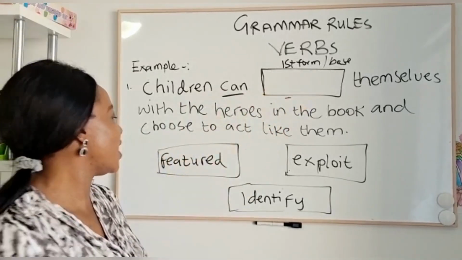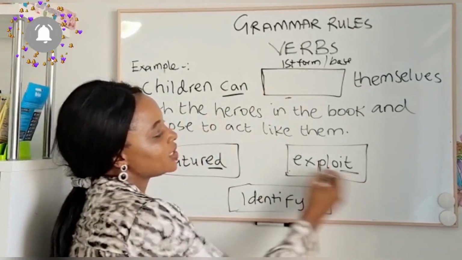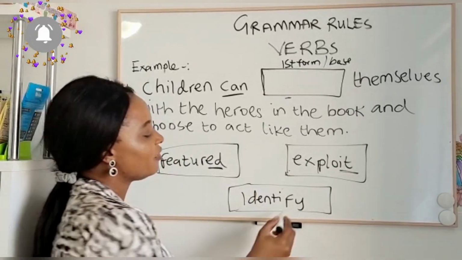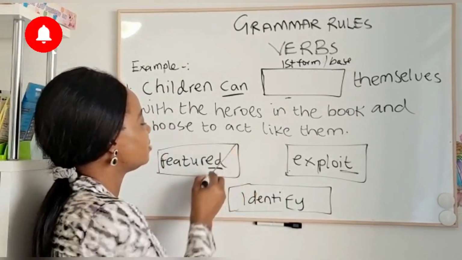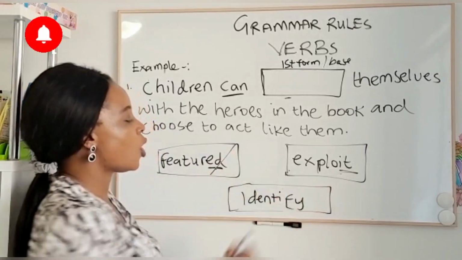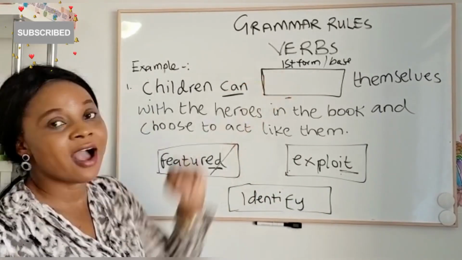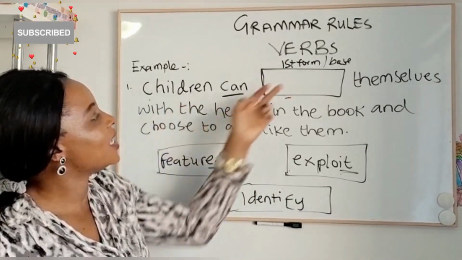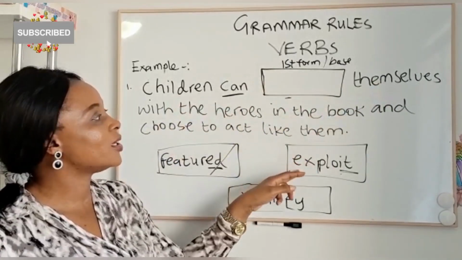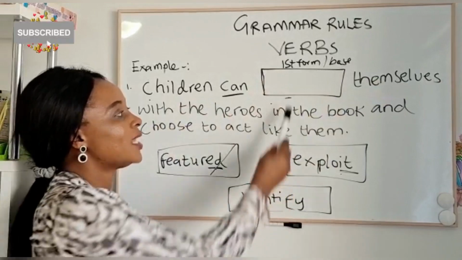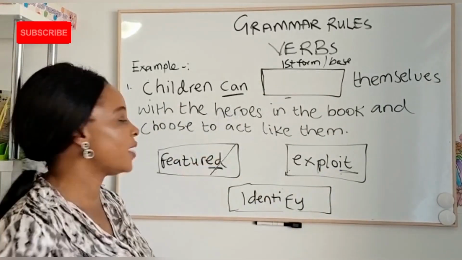So if you look at this word here, featured, of course, with the ed, is not a first form of verb. However, exploit is a first form. Identify is also a first form of verb. But this one is already ruled out because of this ed. So we are left with these two options, identify and exploit. Now looking at these two words, which one will fit in very well? If we say children can exploit themselves with the heroes in the book, exploit doesn't sit well there when you read it with the sentence.